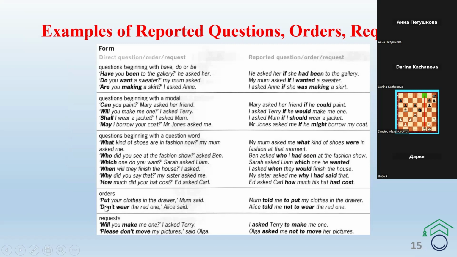When we speak about orders, put your clothes in the drawer, Mom said. Mom told me. We use told me, not said to me, but told me to put, infinitive. Mom told me to put my clothes in the drawer. Don't wear the red one. Alice told me not to wear. We do not need any auxiliary verbs here. We use infinitive, not to wear.